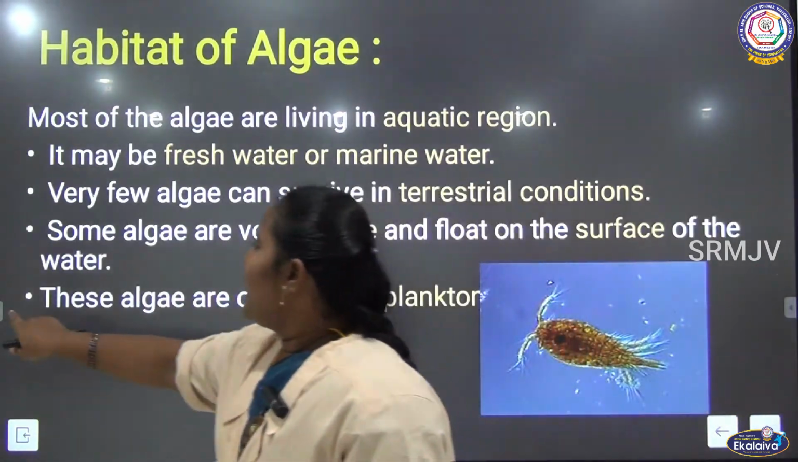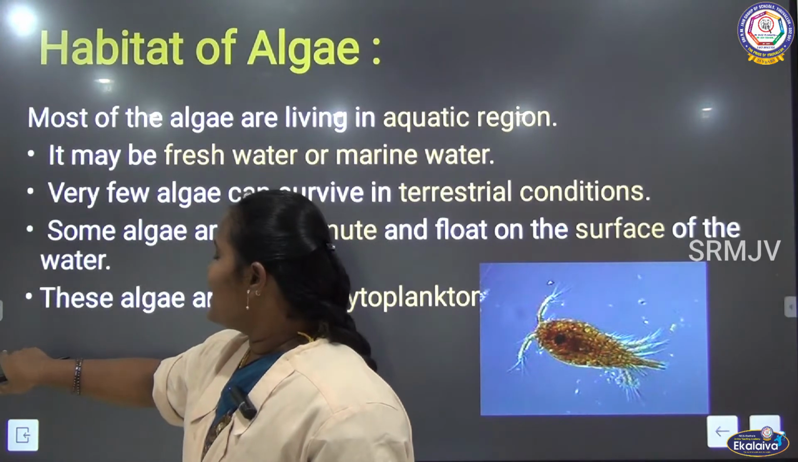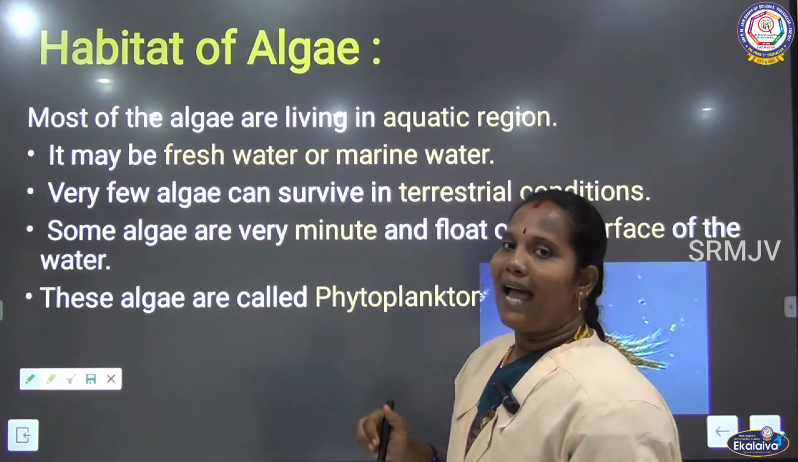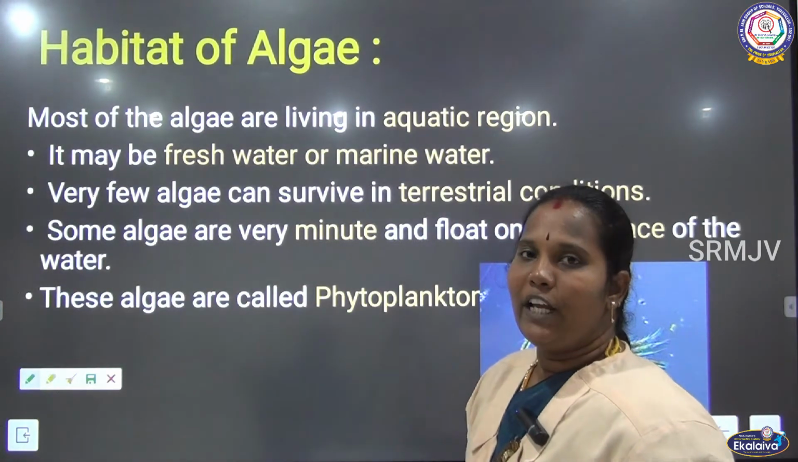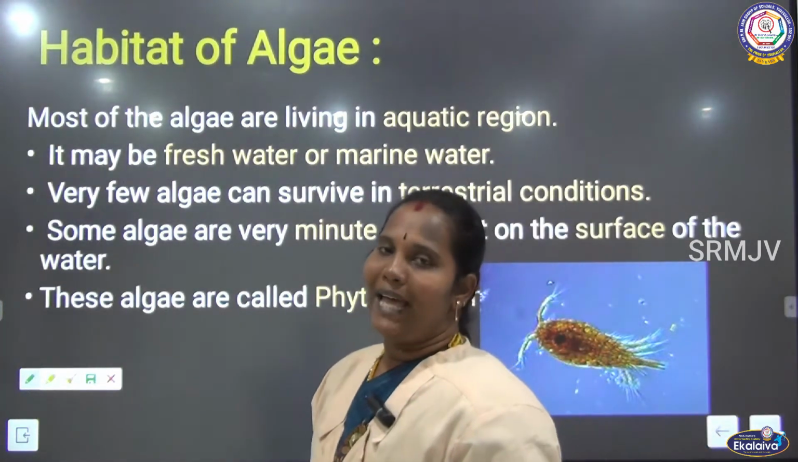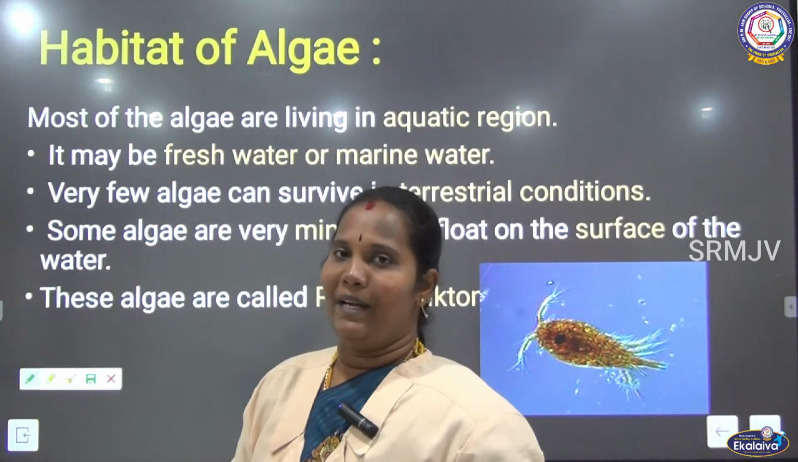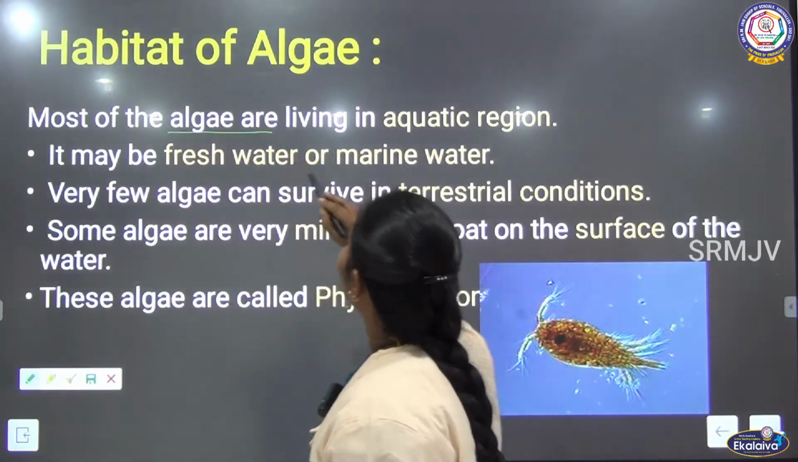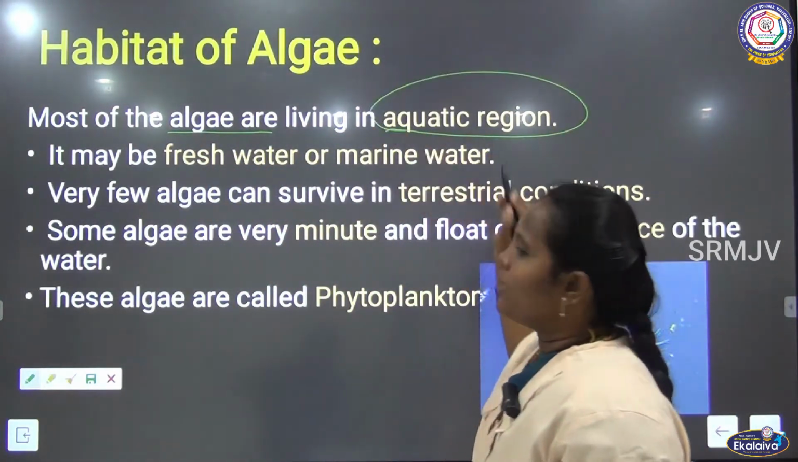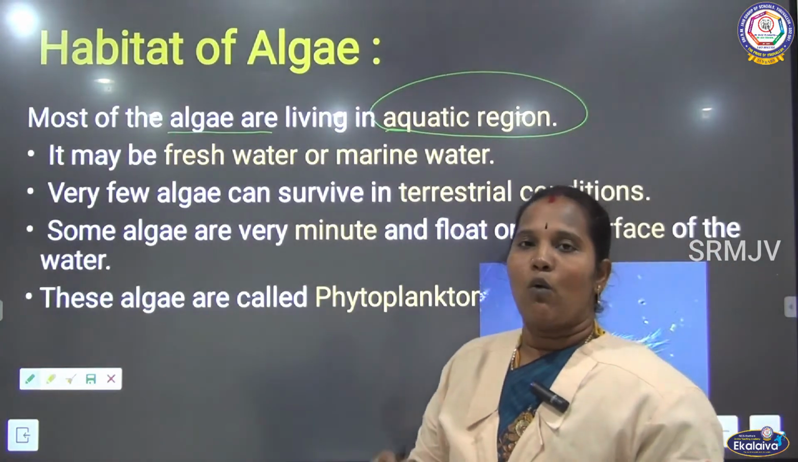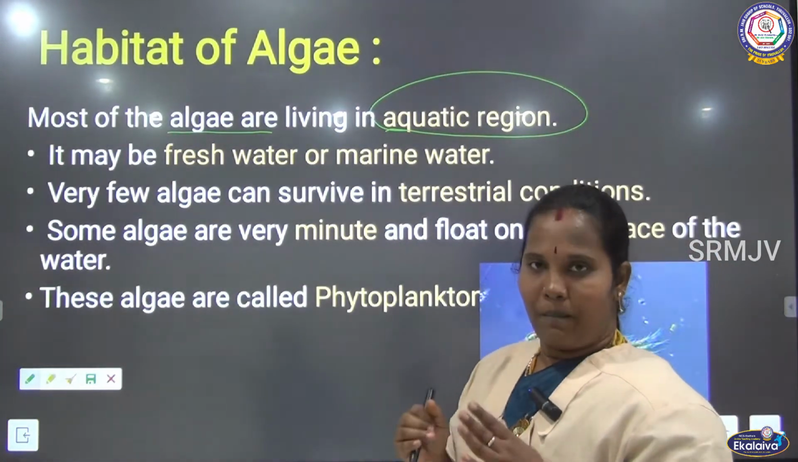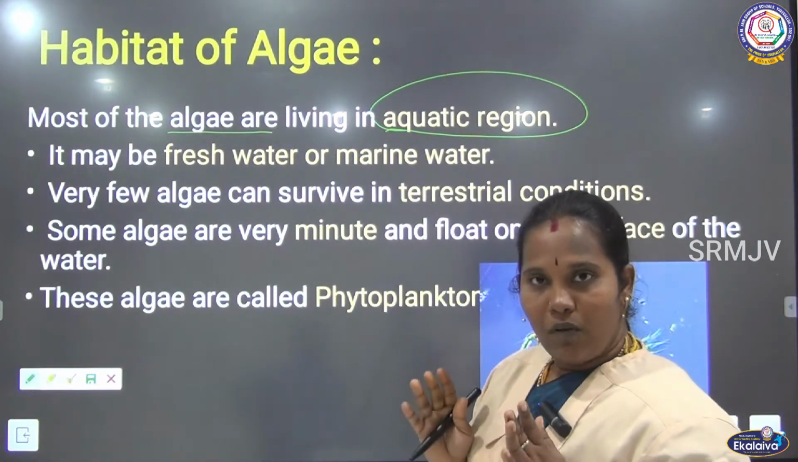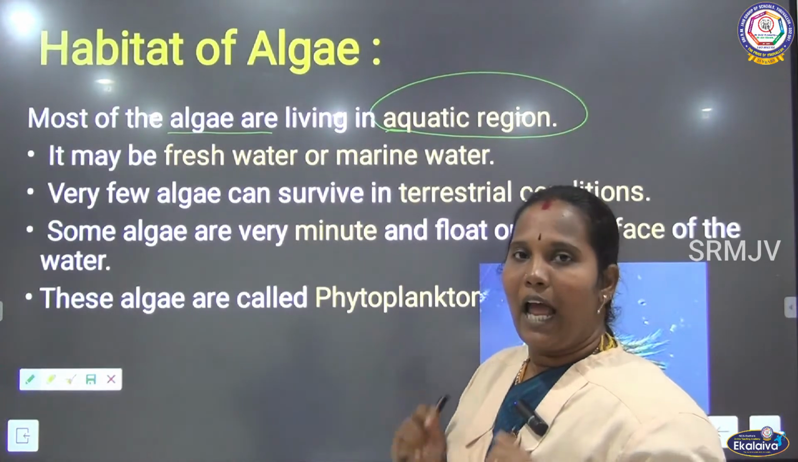Next one, the habitat of algae. First we saw the features of algae, now we have to see the habitat. Habitat means the living place. Most of the algae live in the aquatic region. Aquatic means the algae live in water bodies. Most algae live in aquatic regions.